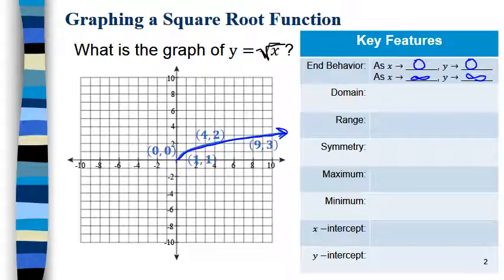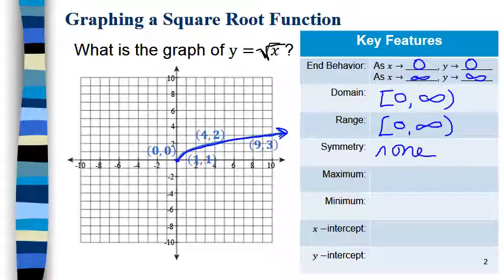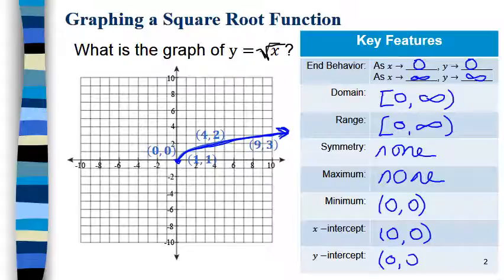This puts our domain, our x values, starting at 0. So our domain goes from 0 to infinity, and our range, the y values go up forever, also starts at 0 and goes to infinity. There is no symmetry here. It's not symmetric about the y-axis, and it doesn't have rotational symmetry about the origin. Since y goes up forever, there is no maximum. The minimum, however, is right here, at 0, 0, which makes the x-intercept 0, 0, and the y-intercept 0, 0.